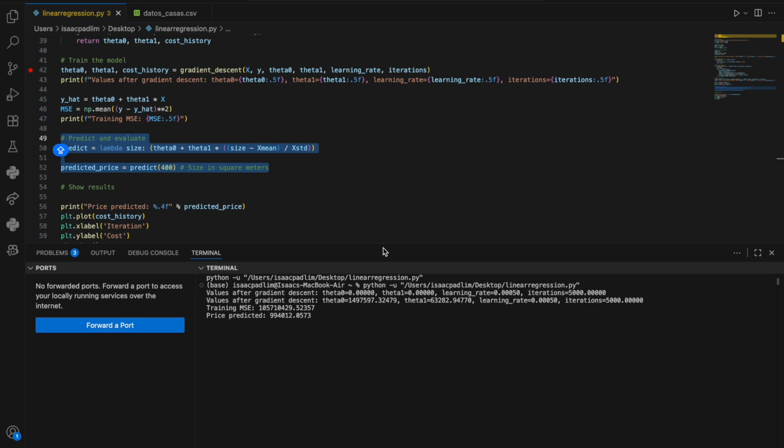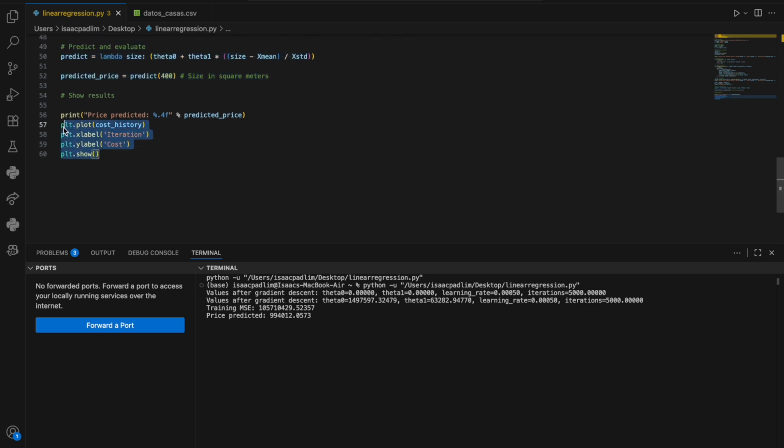So now we make a prediction for a new size. I standardize a new size with the same mean and standard deviation, then apply the line. If I type a bigger size, the predicted price goes up. A smaller size gives us a lower price. That's the expected behavior.